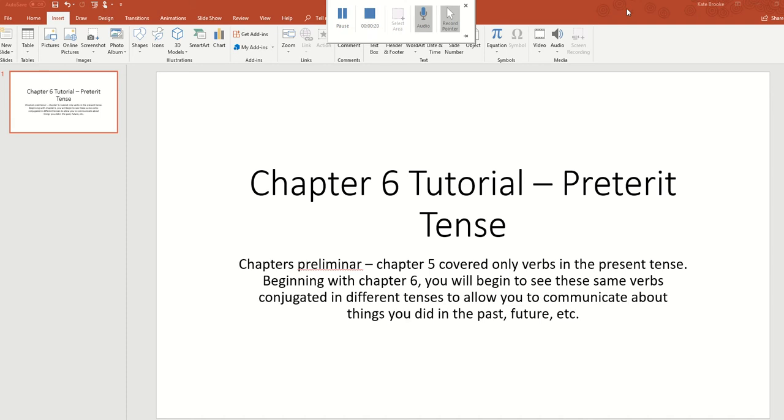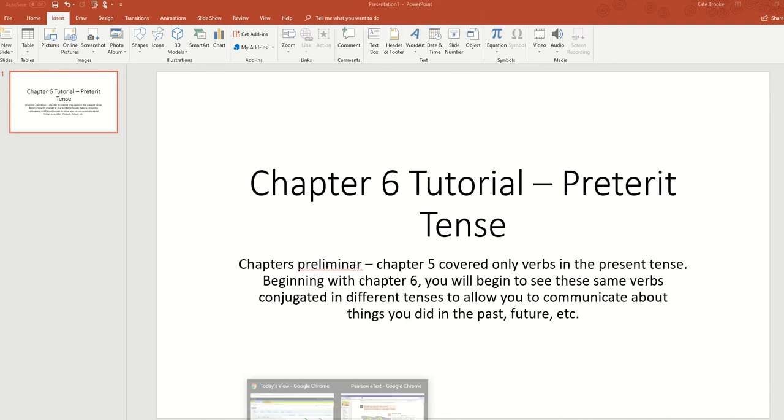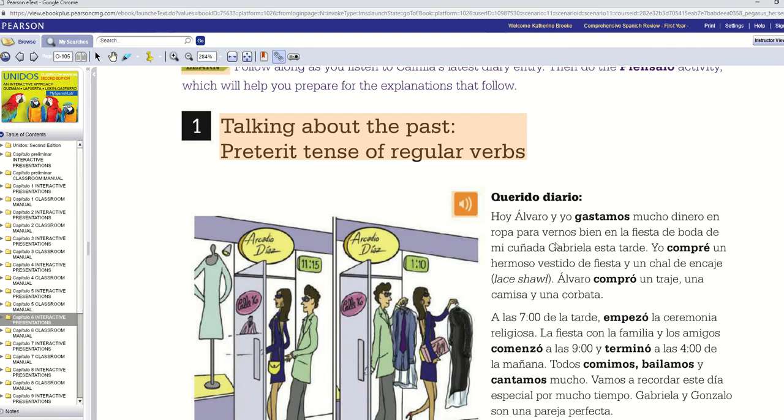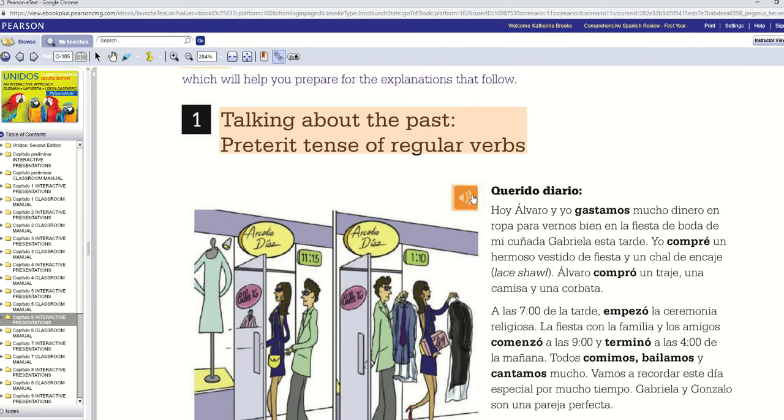I am going to go right now to the book. Got it open, I think, right here. And I want us to listen to the sounds of the preterite first, and then we're going to talk through this paragraph. So let's listen. This is in Interactive Presentations in Chapter 6.